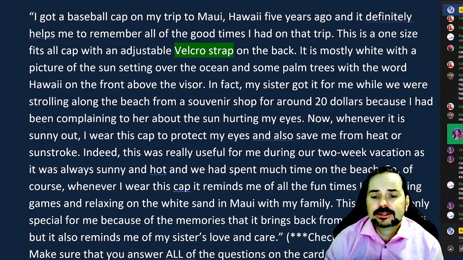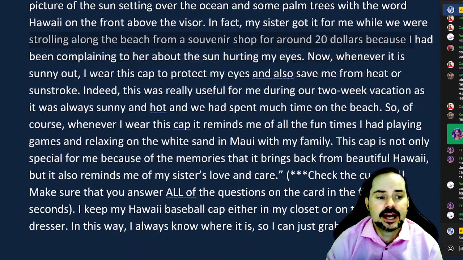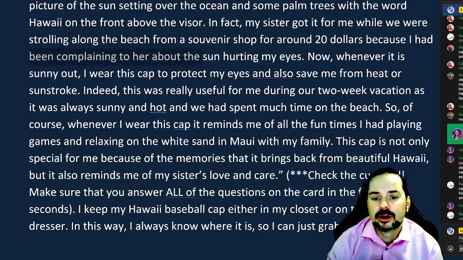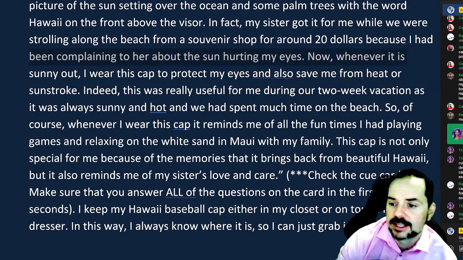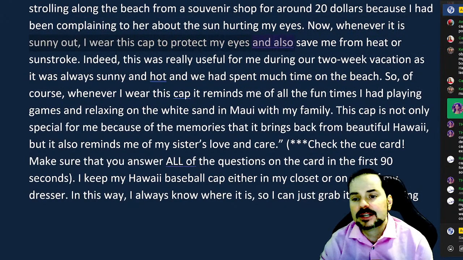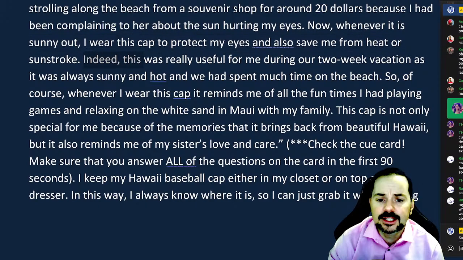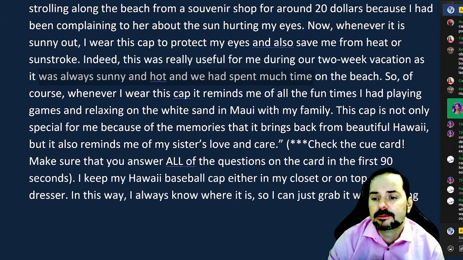In fact, my sister got it for me while we were strolling along the beach from a souvenir shop for around $20 because I had been complaining to her about the sun hurting my eyes. Now, whenever it is sunny out, I wear this cap to protect my eyes and also save me from heat or sunstroke. Indeed, this was really useful for me during our 2 week vacation, as it was always sunny and hot and we had spent much time on the beach.